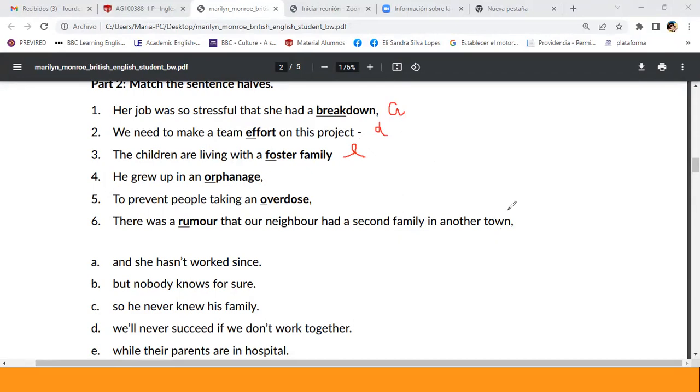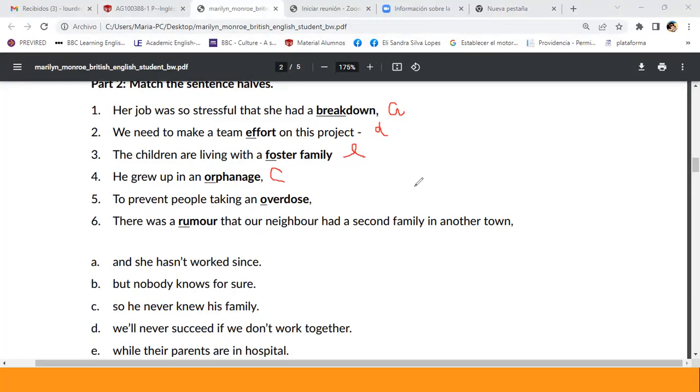He grew up in an orphanage, so he never knew his family. Okay, he grew up in an orphanage, right? So he never knew his family, right? Good. Let's see five, Alexis.